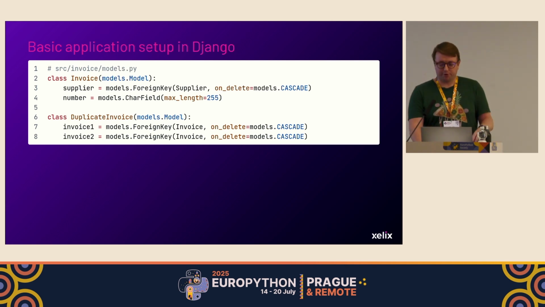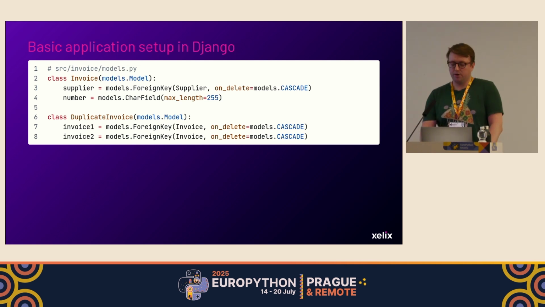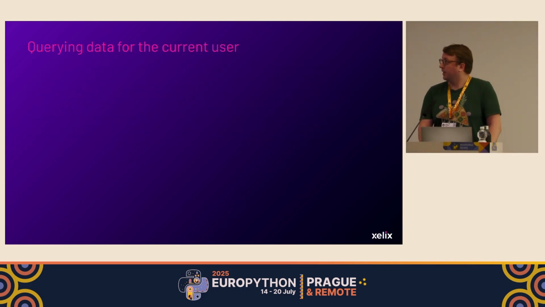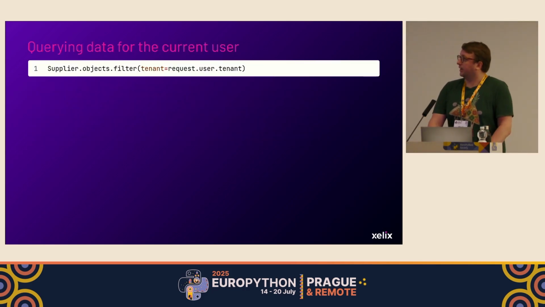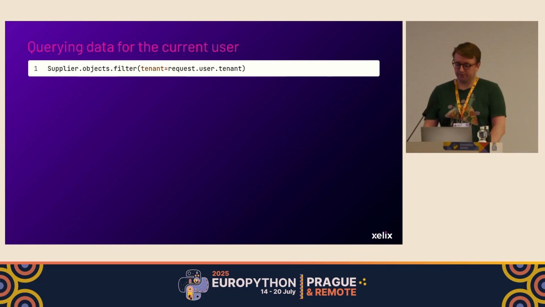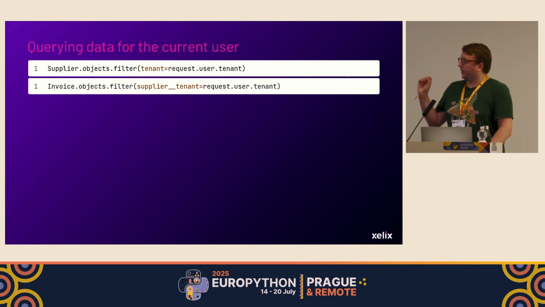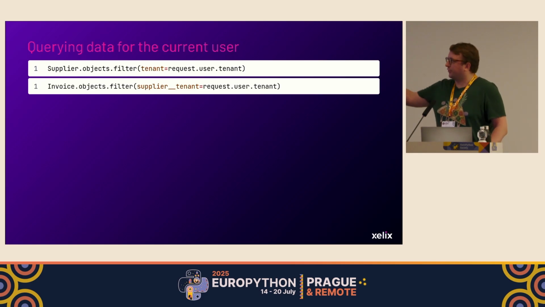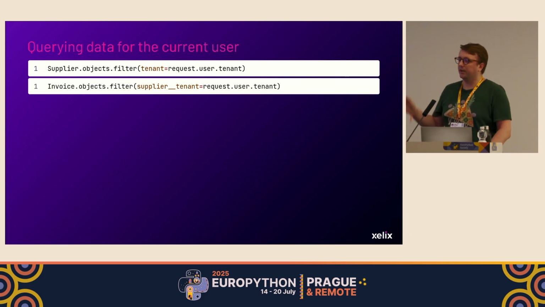So if you want to, for a current user, show the data for that specific tenant, you have to query for it. And in Django, you get the current user from request. You get the tenant from the user, because we've got the foreign key, and you just filter like this, right? For invoices, it becomes a little bit more complicated, because we first have to join to the supplier to get the tenant, and then we can filter on it.